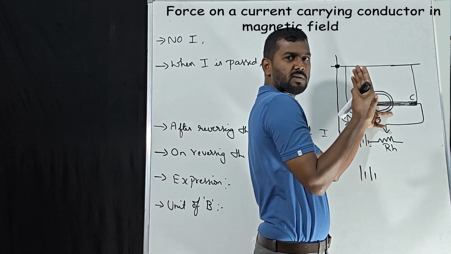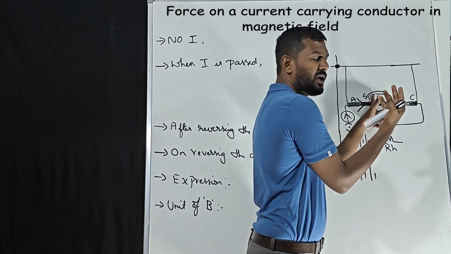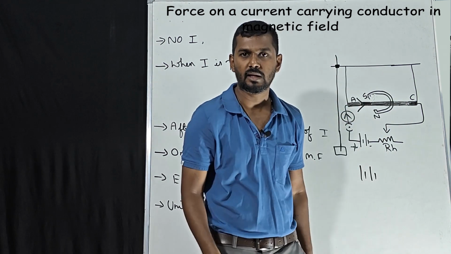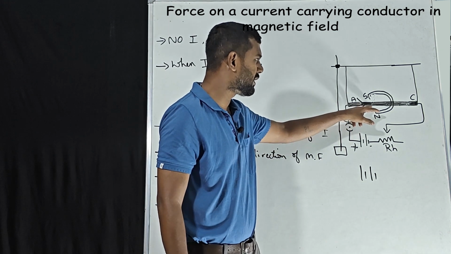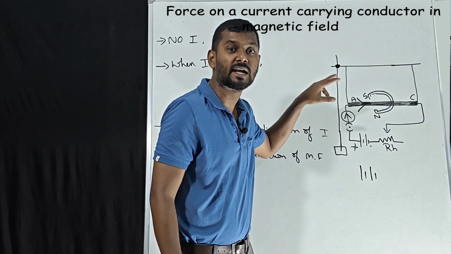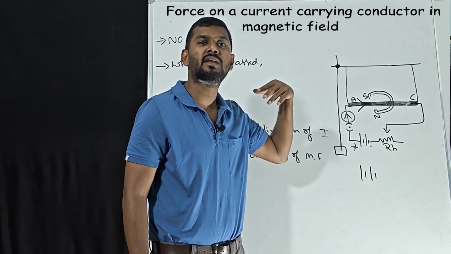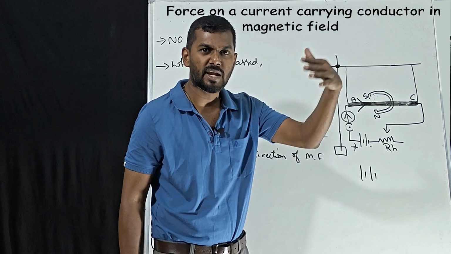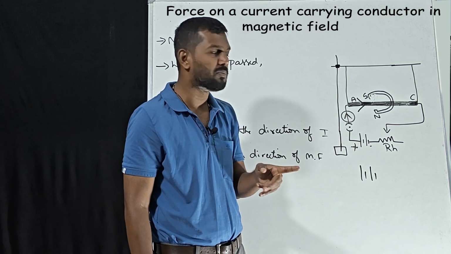It is towards me, correct? I am the observer. If you stand here, the force is towards me. So this metallic conductor will be moved towards me. So the force will be created. Always the force is created on the metallic conductor, whether it is moving back side or forward or left side or right side. All those things are very much important.